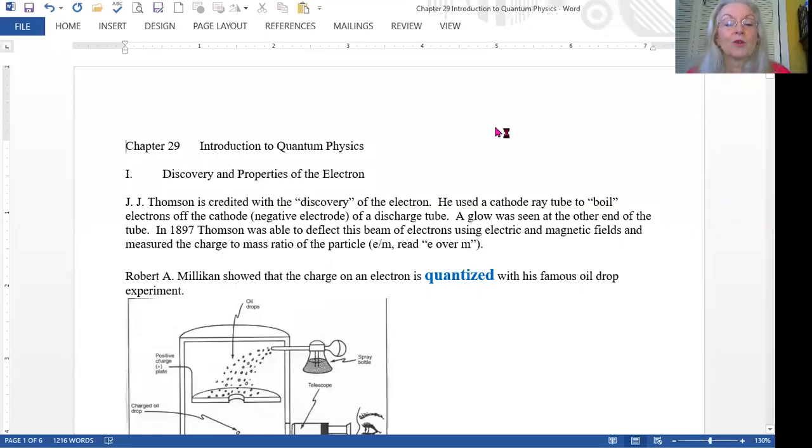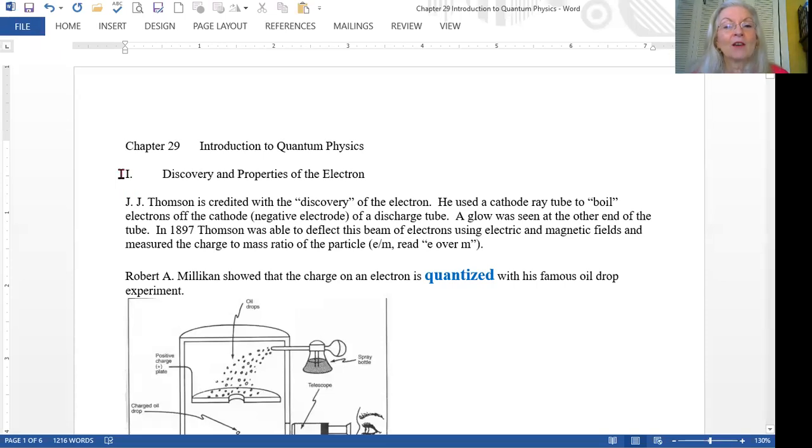Welcome to chapter 29. We're going to do a very brief introduction to quantum physics. Quantum physics is all about looking at things on a very small scale. We're talking about electrons and protons and things of that nature. So very small scale, the little bits and pieces and parts that make up the bigger pieces and parts.